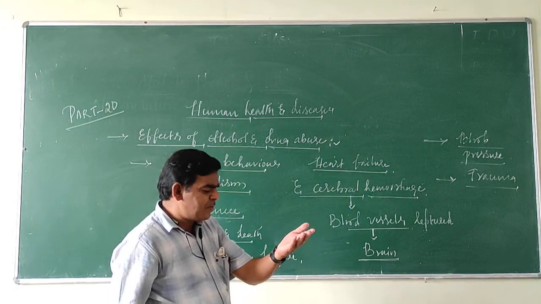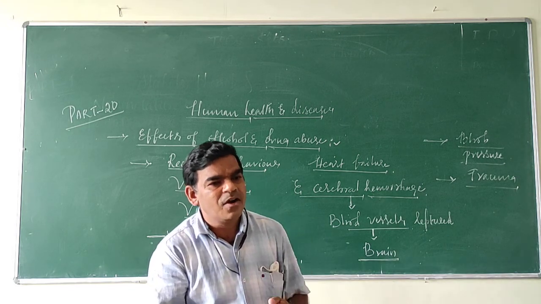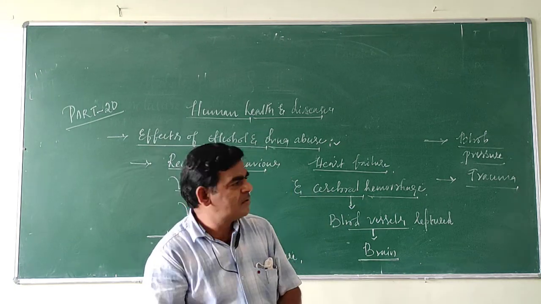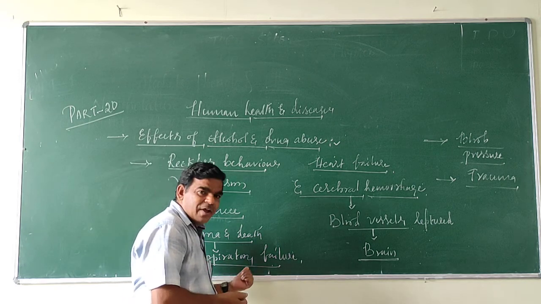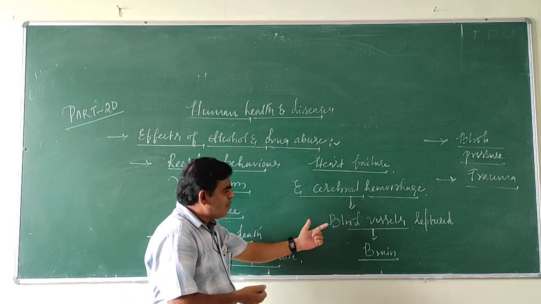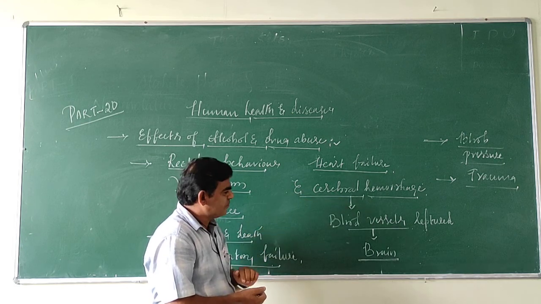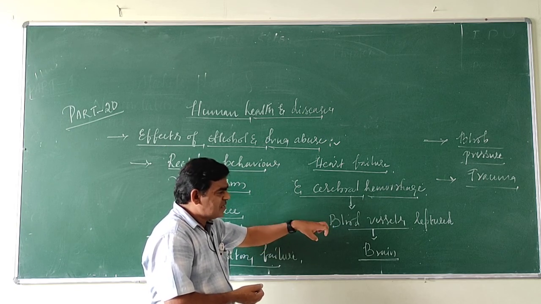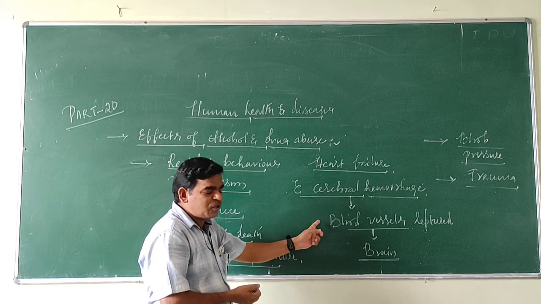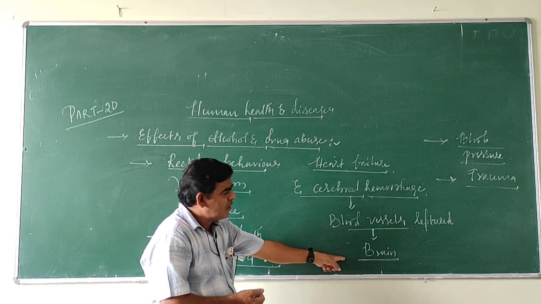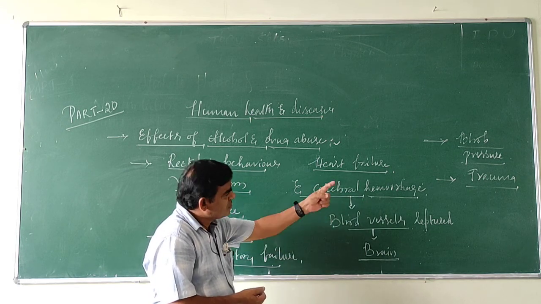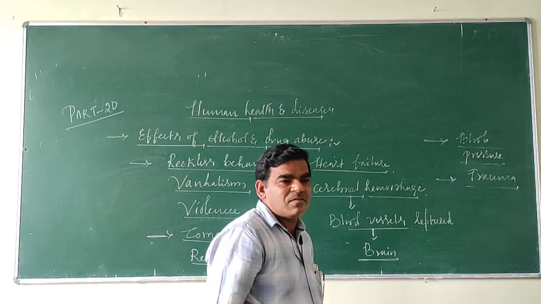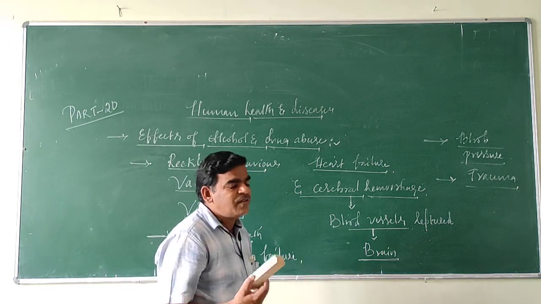So suppose high doses of drugs are taken, it leads to coma and death, because of respiratory failure, heart failure and cerebral hemorrhage. Cerebral hemorrhage is an emergency condition in which the blood vessels are ruptured and the blood is mixed with the brain. It is caused by blood pressure and trauma. Trauma means physical injury or physical damage.